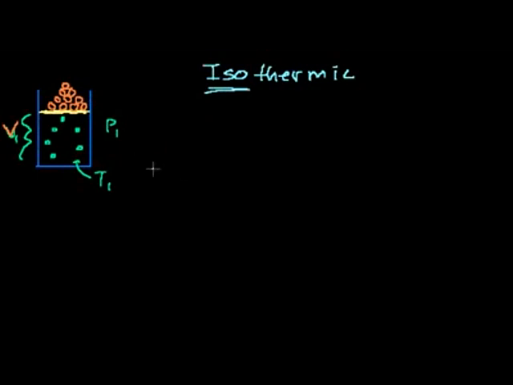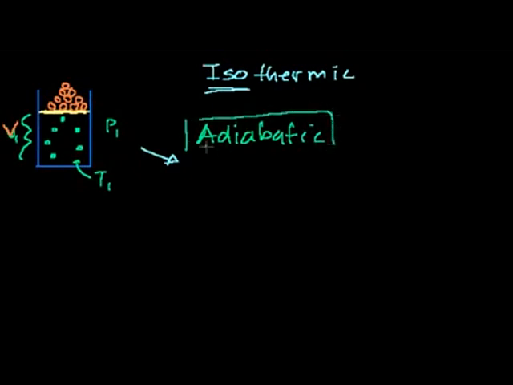Because as I remove pebbles, what's going to happen? If I just did this, if it was completely isolated from the world, and actually I'll add a word right here. If it was an adiabatic process, adiabatic, fancy word. All that means is completely isolated from the world. So no heat is going into or out of this system. If this was the case, what would happen as I released or I took away some of these little particles? Let me just redraw it actually.